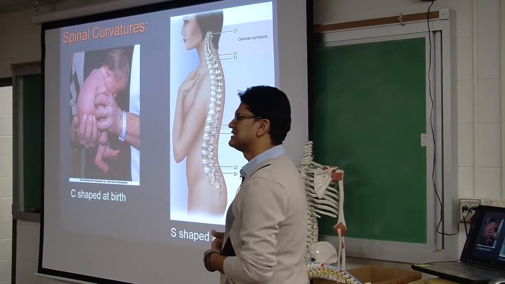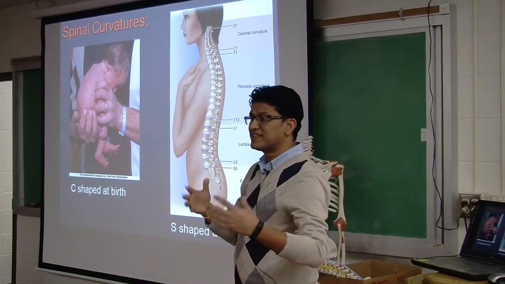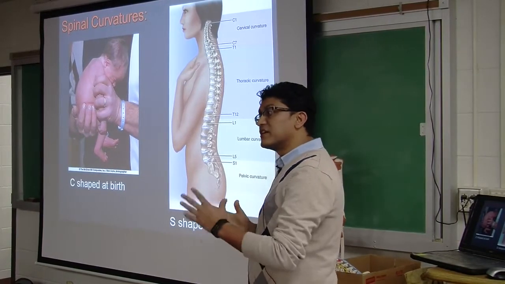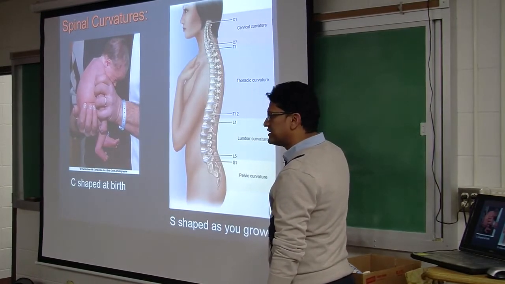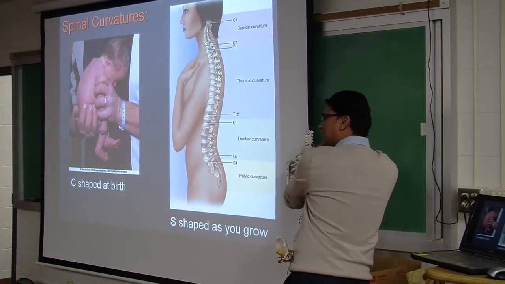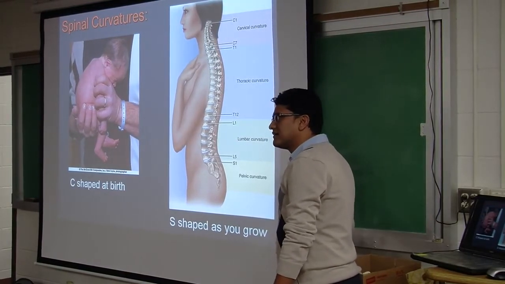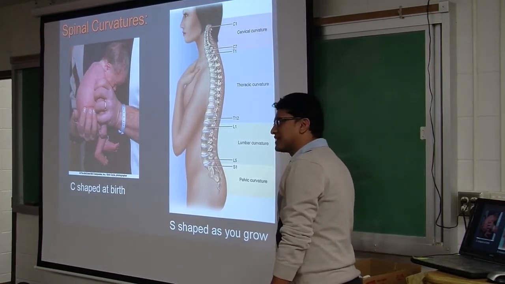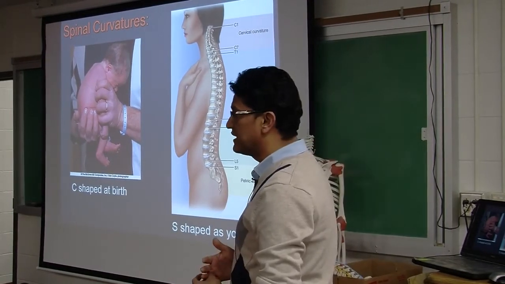Why does it become S-shaped? Because you develop concavity in the cervical region and convexity in the thoracic region, and again concavity in the lumbar region and convexity in the sacral region. As you see, this concavity in the cervical region is cervical lordosis, and this convexity in your thoracic region is thoracic kyphosis. Again, lumbar lordosis, LL, lumbar L and lordosis L, and this is sacral kyphosis and caudal kyphosis. So you guys better know what kyphosis is and what lordosis is by now.